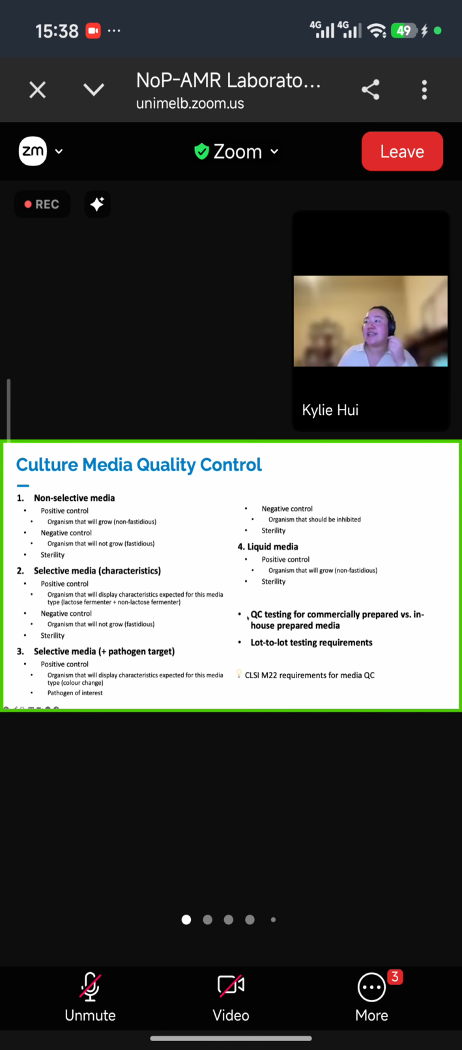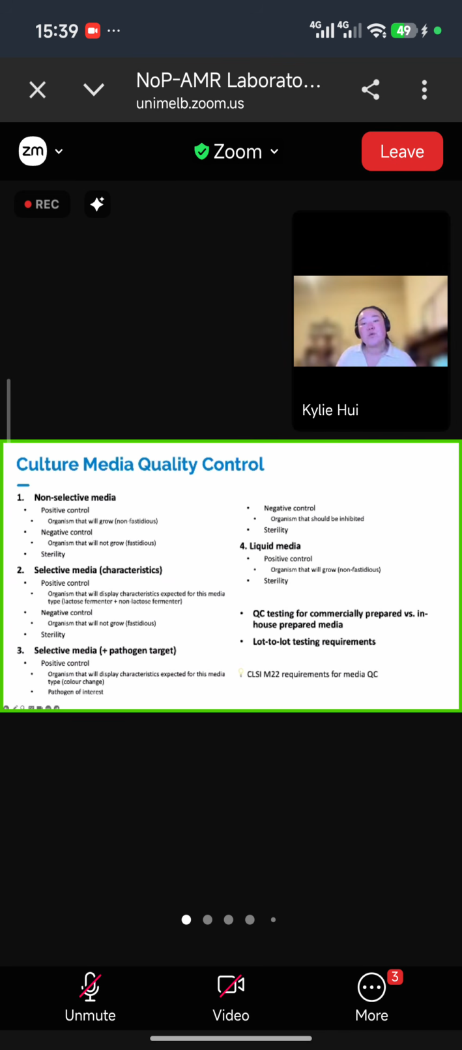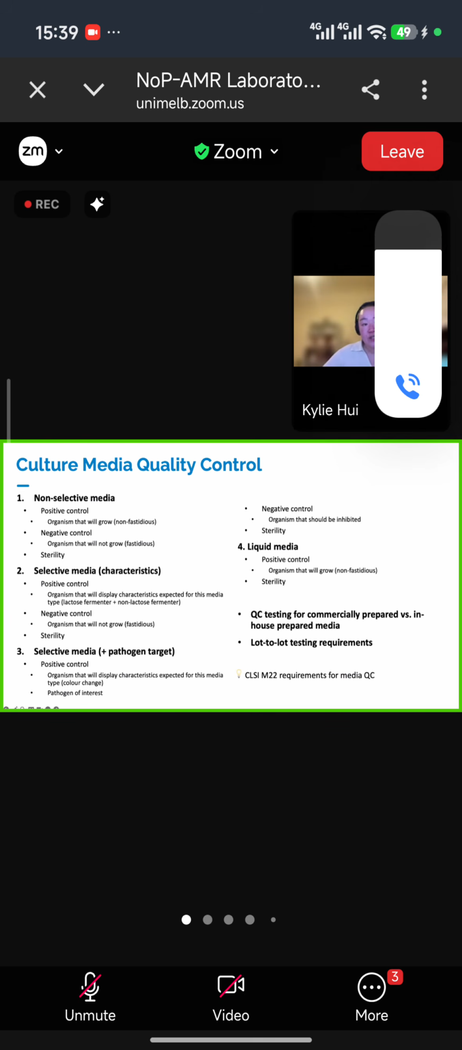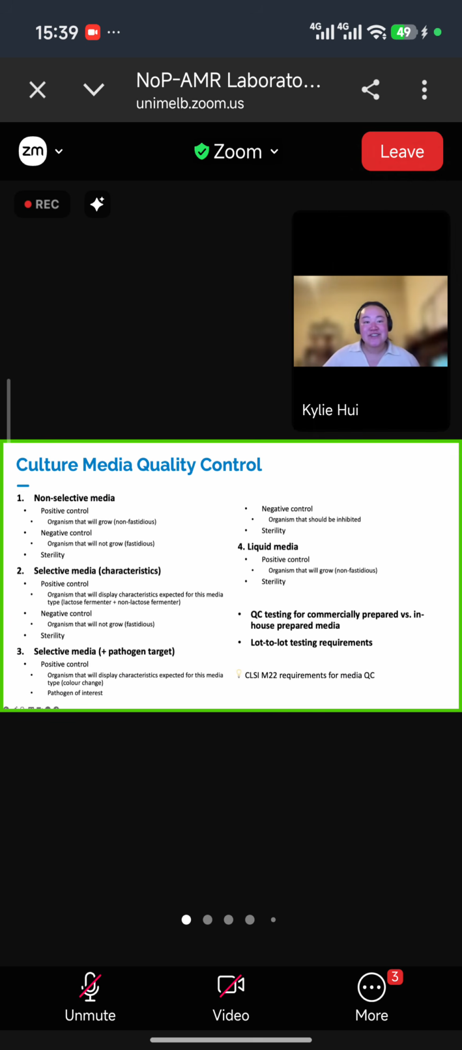So I've written here that QC testing for commercially prepared and in-house media is equally as important. The reason is that I know where the confusion comes from, because when you buy commercially prepared media, you are assuming that they have already done QC. And so the question really is, since that company has already performed a QC, do we then need to do QC? And the answer is yes.